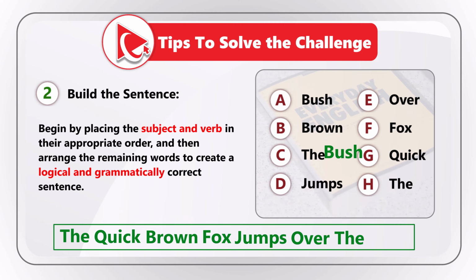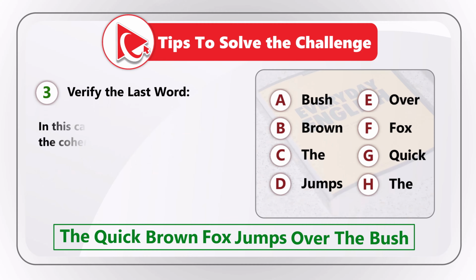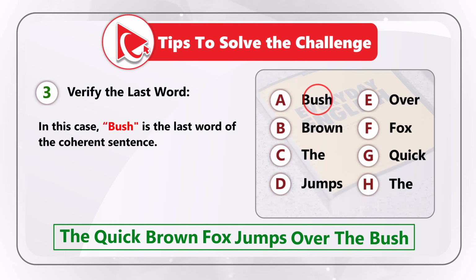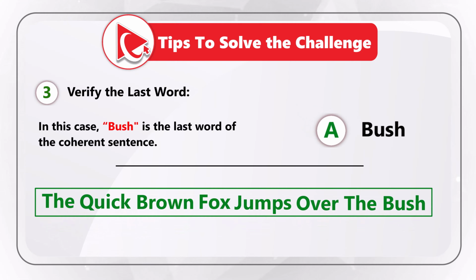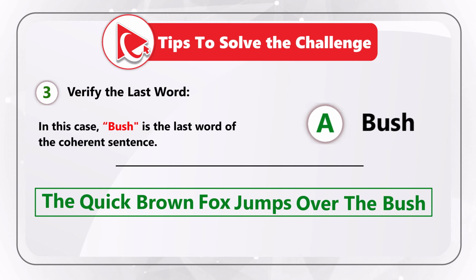Then in step 3, you verify the last word. Pay attention to the last word of the sentence. In our case, the word bush is the last word of the coherent sentence, and this is choice A. Let's recap. The complete sentence is, the quick brown fox jumps over the bush. And the last word in the sentence is choice A, bush.